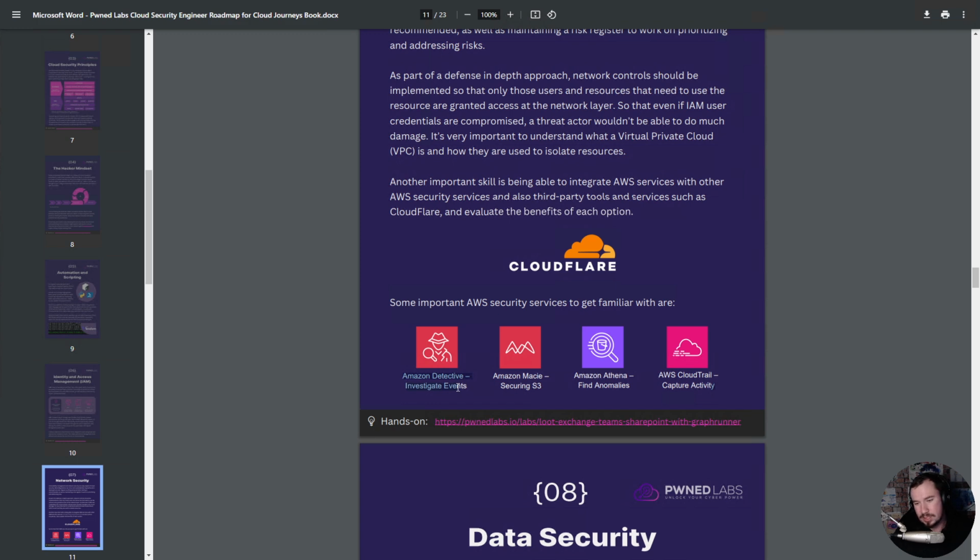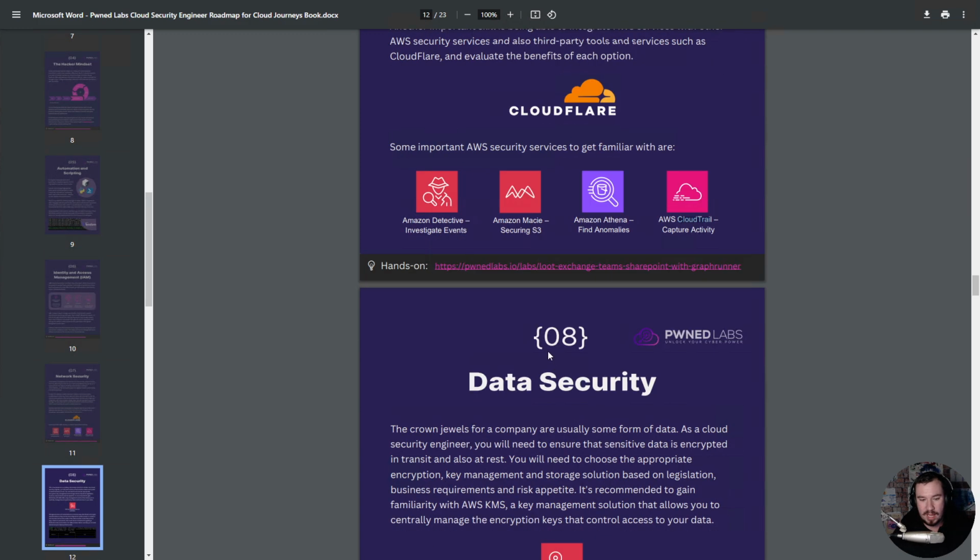So some of the exercises, you're actually on the blue team where you're using something like CloudTrail and you're tracing malicious activity and performing an investigation. So even if you're not a red teamer, the blue team side of Pwn Labs is also really helpful.